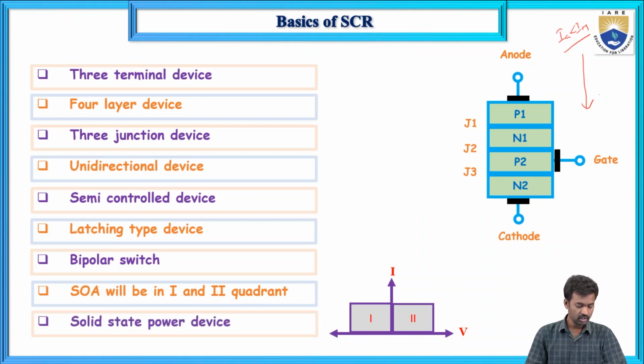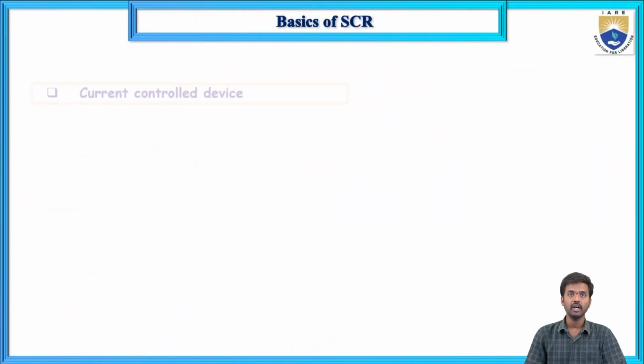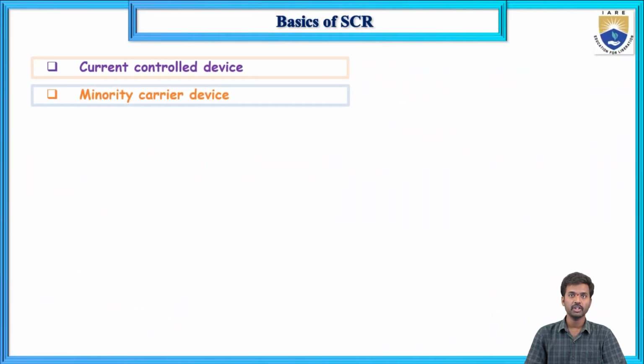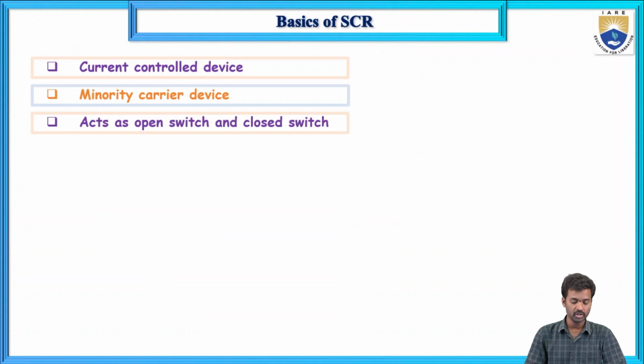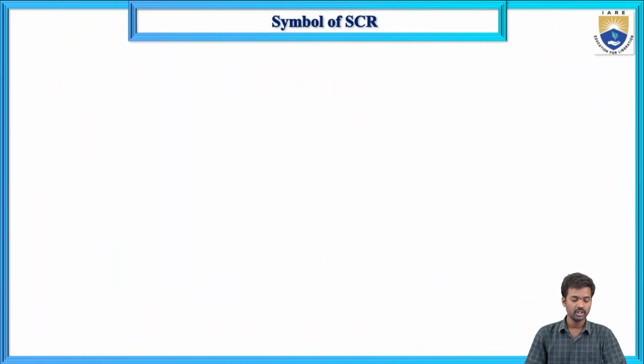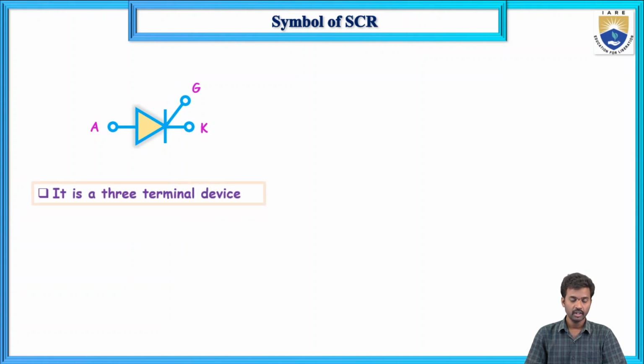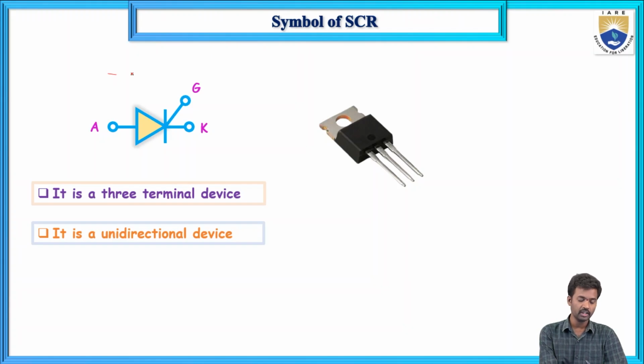And next here it is a solid state power device. And next it is a current control device, majority carrier device, and it acts as an open switch and closed switch. And next it is a regenerative device. These are the basics. Now if you see the symbol of SCR, it is having anode and cathode like a power diode, but here another extra terminal, that is the gate, G. Now here it is a three terminal device: anode, cathode and gate. Now here is its real picture, it looks like this. It is unidirectional. Its current always flows from anode to the cathode, not from cathode to the anode.